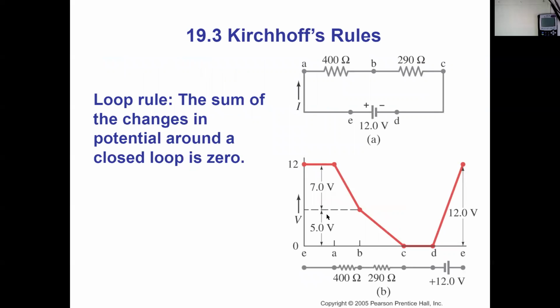In the loop rule, we take a walk around any given loop, and we know that energy conservation has to apply. So we start off with 12 units of energy per charge. We lose some here between A and B. We lose the rest between B and C. So this allows us to track the energy changes going around the loop and set those equal to 0. That's another way of generating an equation between the different variables that we're trying to track.